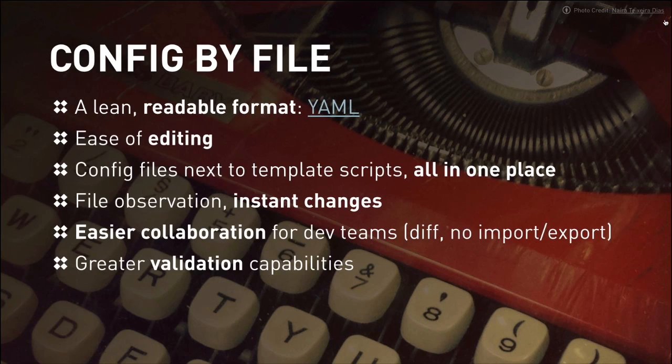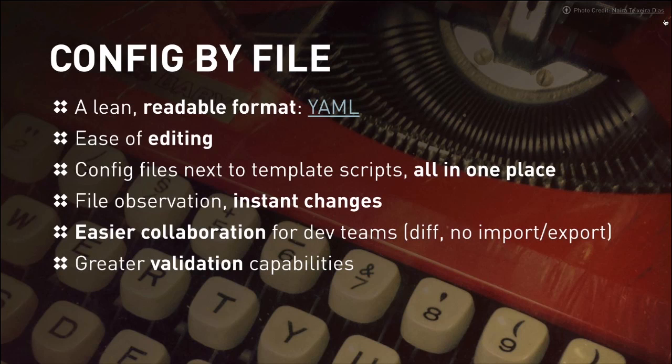With configuration by file, on the other hand, we bring a readable format, so we chose YAML for that. Ease of editing, so we can just use a simple text editor. Config files sit, as shown in the light module structure, right next to the template scripts, so it's kind of all in one place. We do have file validation, so if you make a change on the file system in the web app structure, then it will be picked up. Same goes if it's on the classpath, so we really try to observe the changes there.